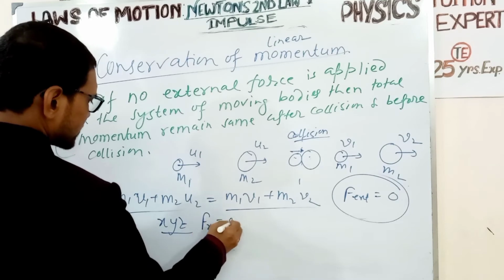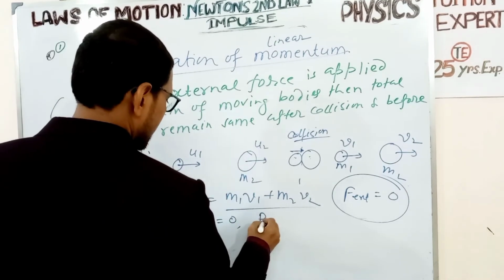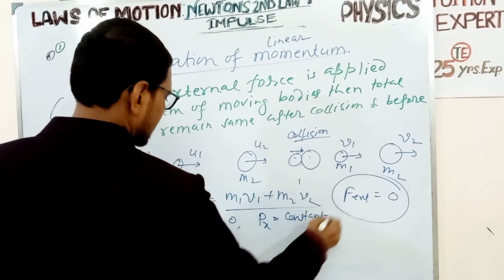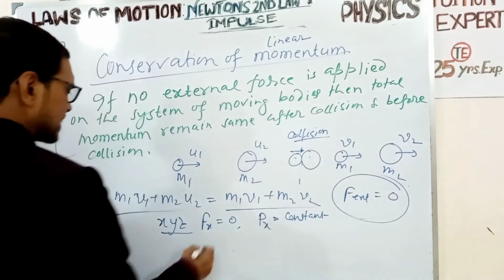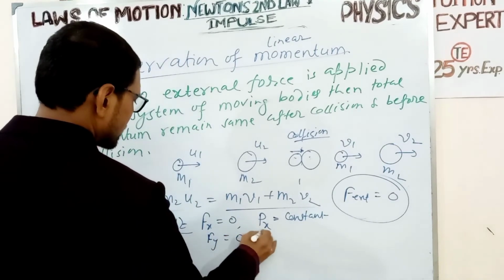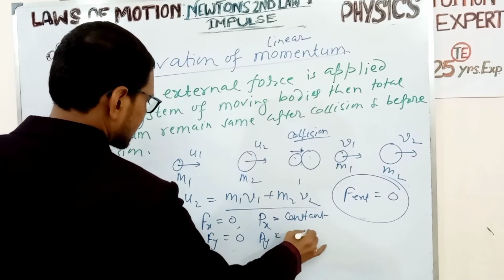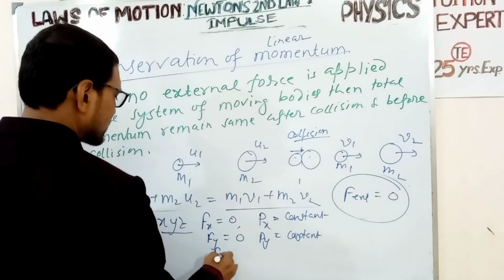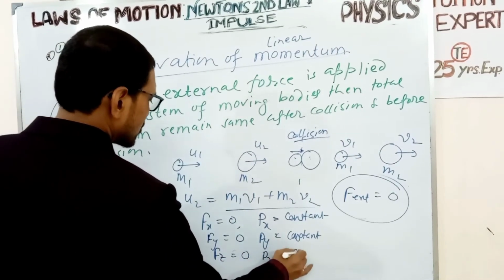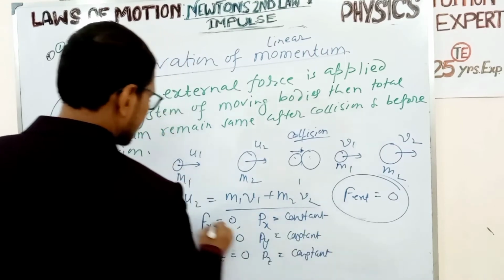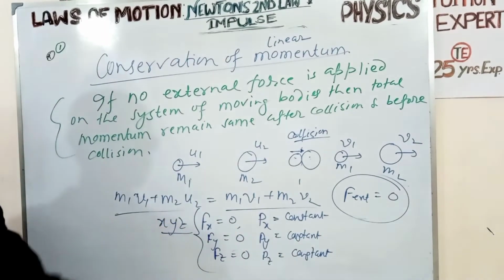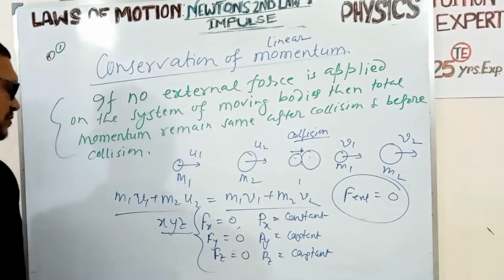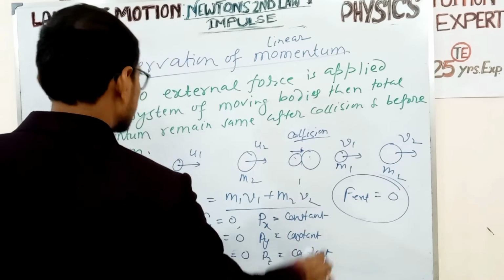If Fx becomes 0, then the momentum along the x direction is constant. Px is the momentum along the x direction, and if Fy equals 0, Py equals constant. If Fy is 0 and Fz is 0, then Pz equals constant. In the XYZ system, if the force along the x direction is 0, then the momentum along the x direction is constant, before and after.